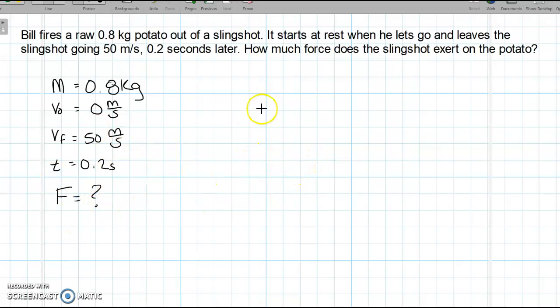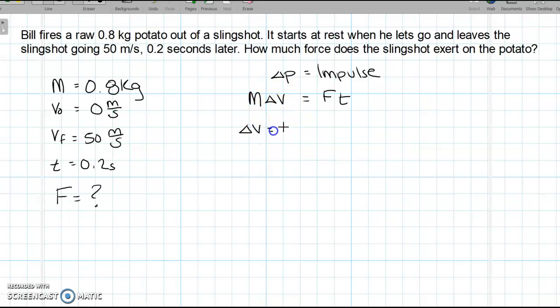So in order to solve this, we need to use the change in momentum is equal to impulse equation. Our change in momentum is equal to mass times the change in v, which is equal to F times t. So now all we really need to do is plug in our information. We can solve for delta v if we want to.